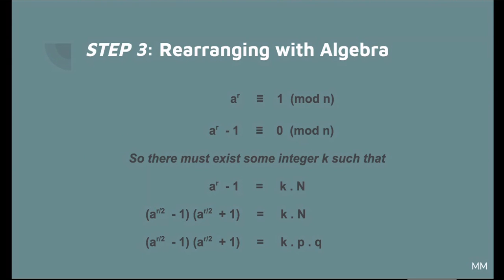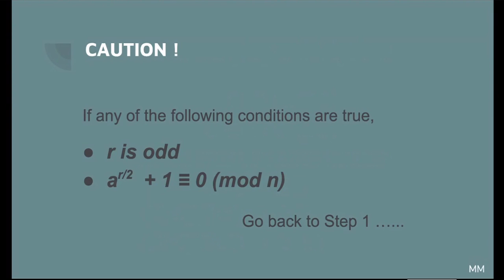Now, given that it's a product of two numbers that equals a multiple of n, the two numbers must have some common divisor with n that would include some factors such as p and q. Before we go on to the next step, we have to consider two conditions. These two conditions are if r is odd or if a to the r over 2 plus 1 mod n is 0. If r is odd, we can't perform the difference of squares, and therefore we have to go back to our first step and pick a different a, which is going to give us a different r.